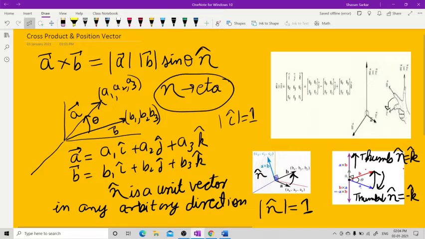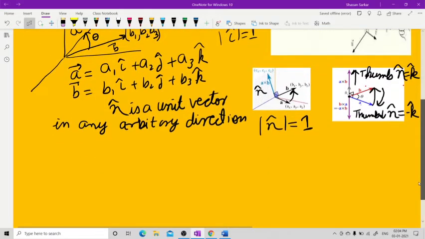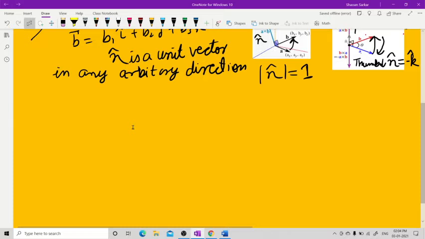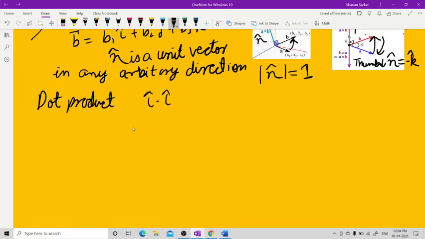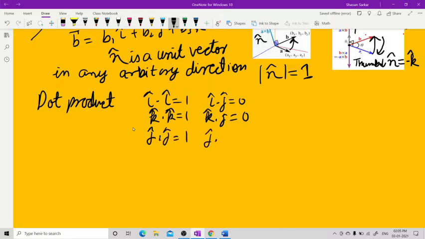Now let us see how this rule works. In dot product, or scalar product, I told you these rules. i dot i is 1, i dot j is 0. Similarly, k dot k is 1, and k dot j is 0. I'm talking about caps. And then similarly, j cap dot j cap is 1, and j cap dot i cap is 0. This was for dot product.